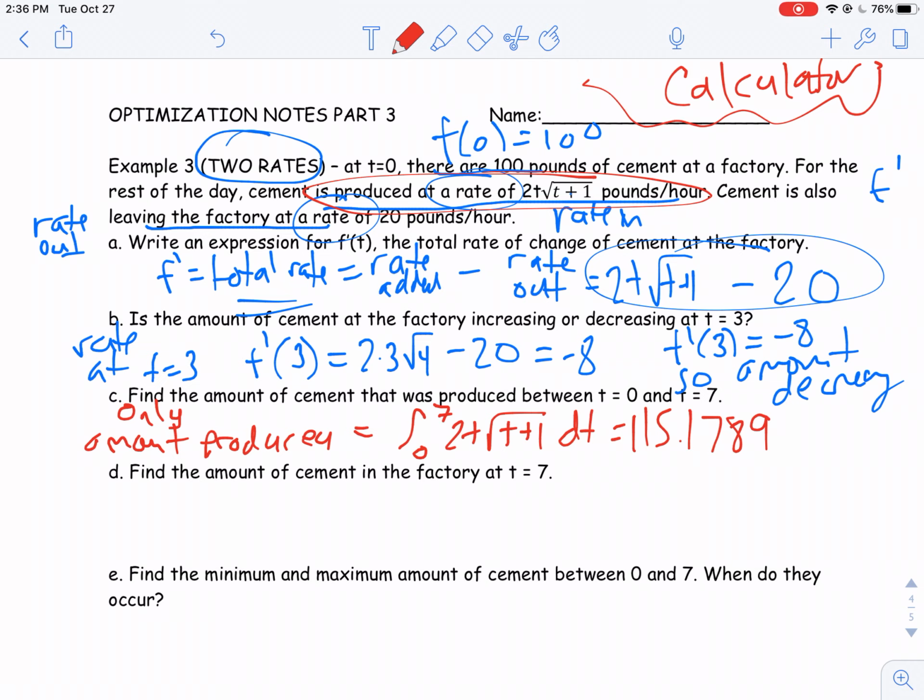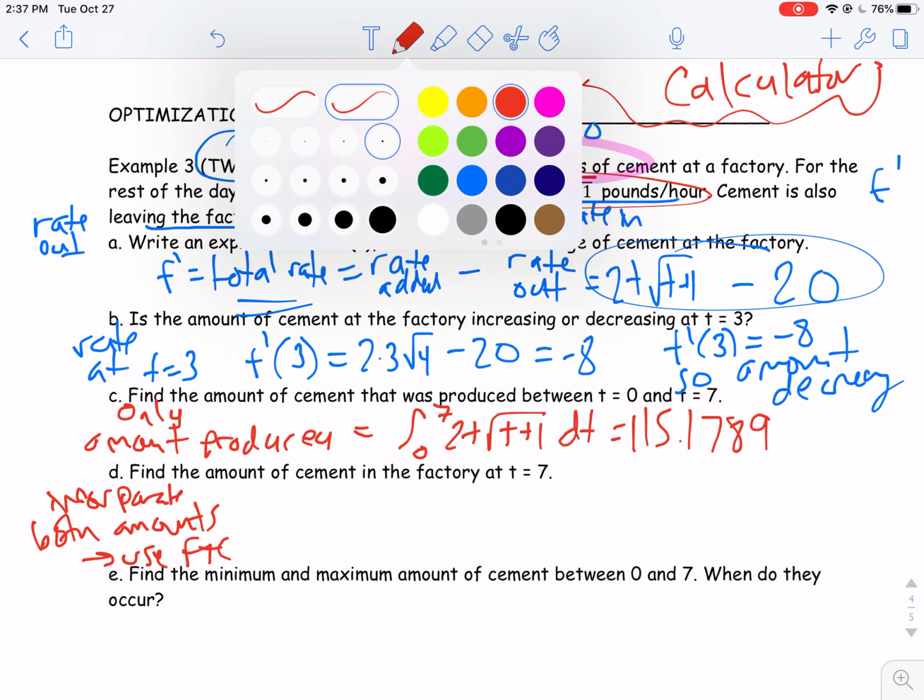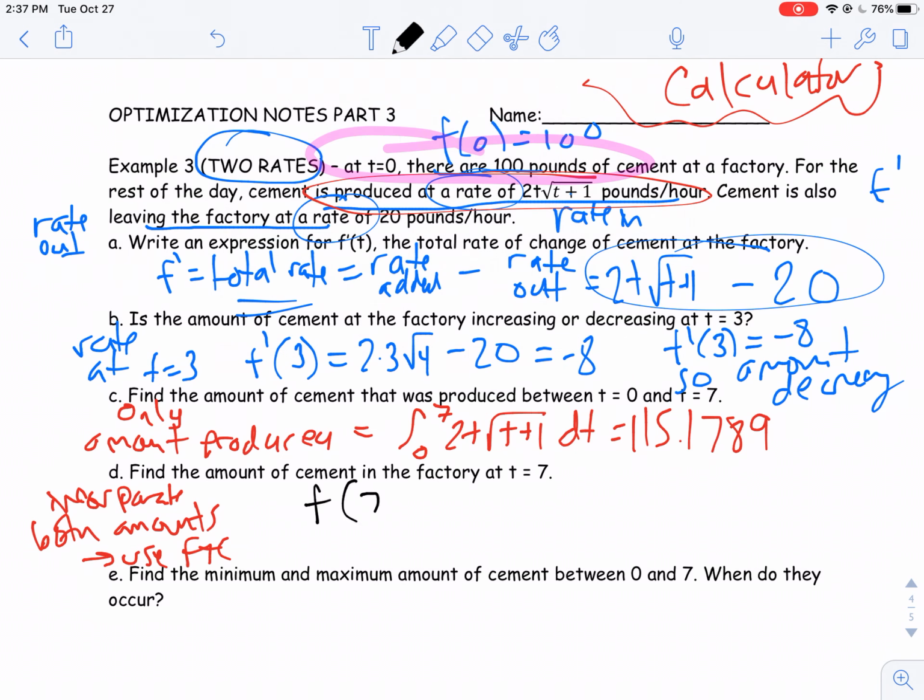Okay, now part D of this problem. Find the amount of cement in the factory at t equals 7. Now, it's not saying how much is produced. We need to incorporate both amounts. And in terms of incorporating both amounts, I need to use the FTC again. Because if I'm trying to find how much we have at time 7, I know how much we started with, and that's going to affect how much we end with. So it's saying that f of 7 minus f of 0 equals the integral from 0 to 7 of that total rate, f prime.